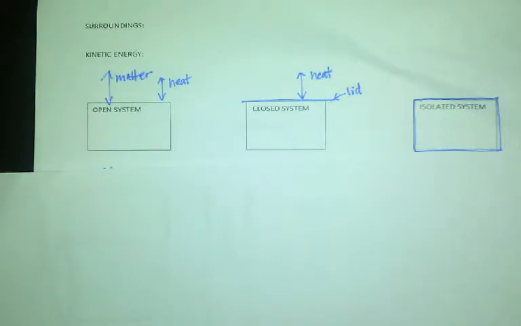An isolated system is one that is theoretical. It doesn't actually happen, but we strive for that. In engineering design, one of the goals is to wind up with an isolated system, one that neither heat nor matter can get through.